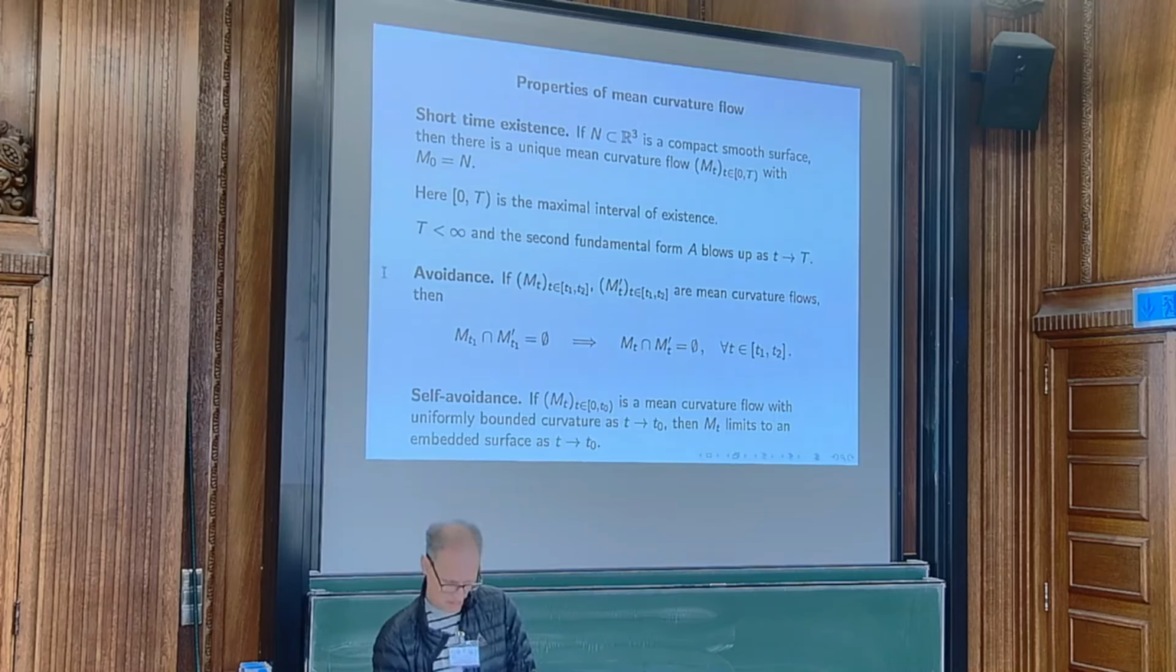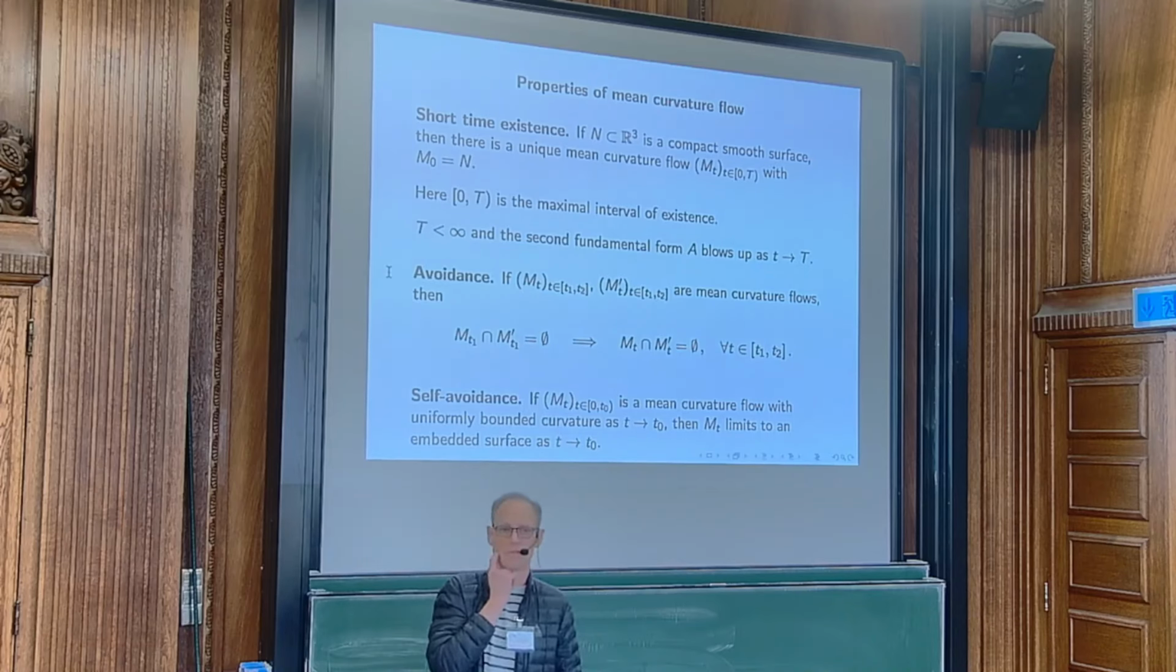So, of course, saying that it exists for finite time and the curvature blows up doesn't tell you an awful lot about what's going on, but something bad happens. Now, a fundamental property of mean curvature flows is avoidance.